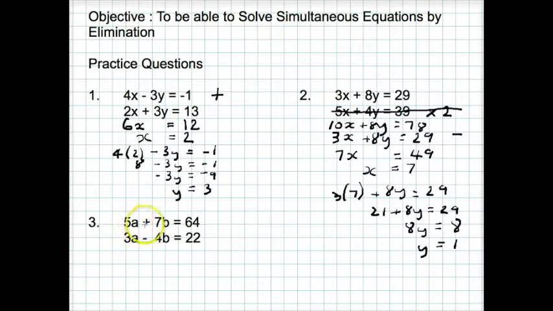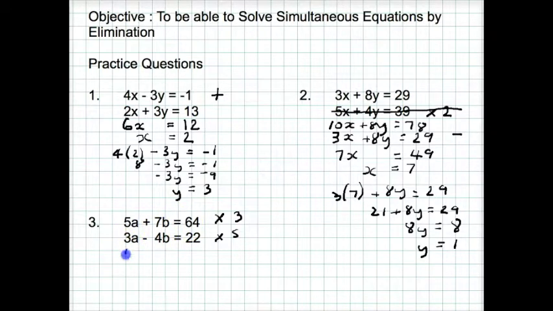I'm going to do it the other way because some of you always like to start with the a, so I'm going to try it this way this time. I'm going to multiply the top equation here by 3, and that's going to give me 15a. So in order to get 15a, I'm going to have to multiply the bottom one by 5. So we're changing both of them.